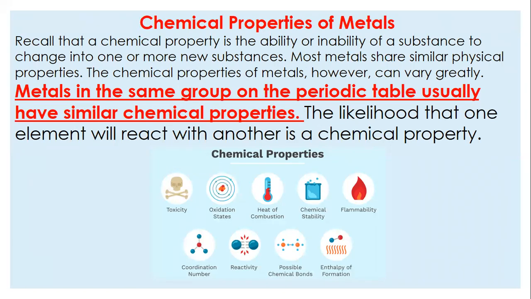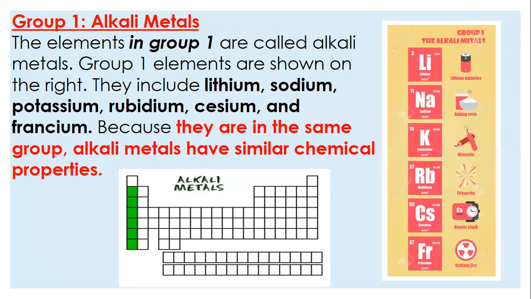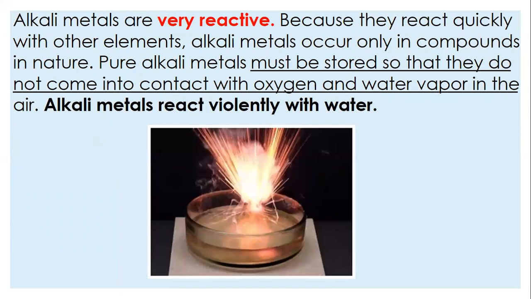If we are talking about chemical properties of metals, we know that metals in the same group have similar chemical properties. For example, we can divide the groups of metals, starting with group 1, which is called the alkali metals. They are found at the far left side of the periodic table. They are lithium, sodium, potassium, rubidium, cesium, and francium. They are similar, so we put them in the same group. We call them alkali metals.